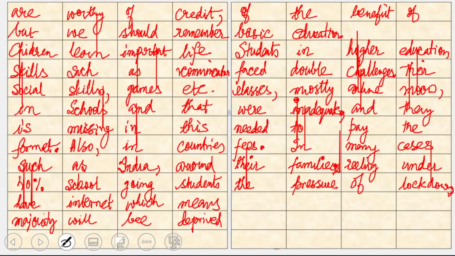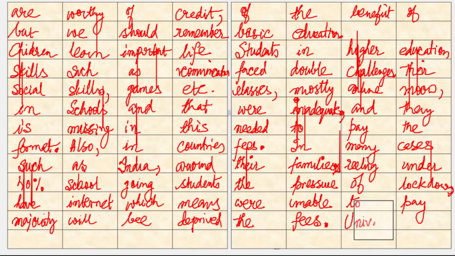Lockdown, comma, were unable to pay the fees. Their families were unable to pay the fees. Full stop. Now it's full stop. So in many cases their families were unable to pay the fees. This is the important part. And why? Due to lockdown, economic lockdown. Now what happened due to it? If their families were not able to pay the fees to universities and colleges, what would happen? Universities and colleges would have a shortfall of revenue.